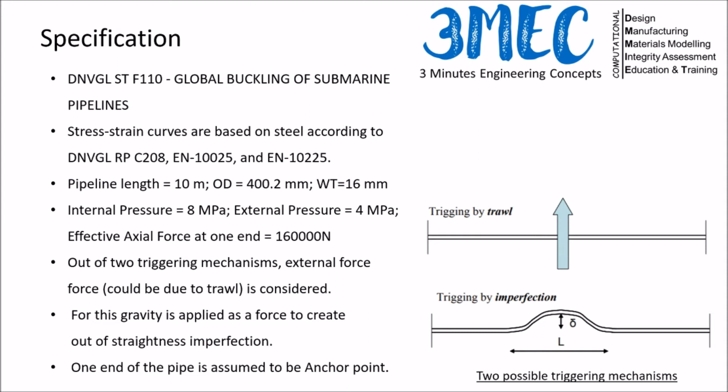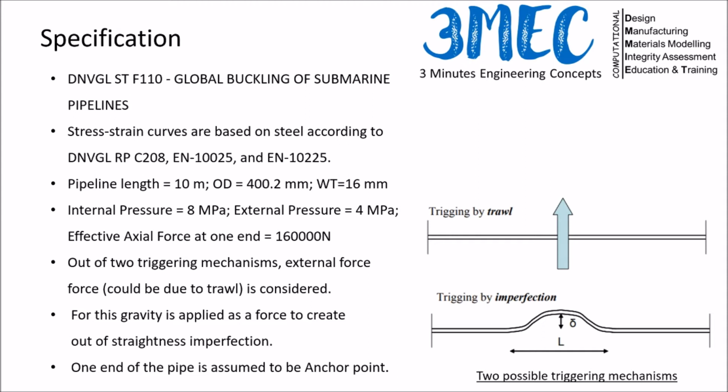My outer diameter of the pipeline is assumed to be 400.2 millimeters, which is coming from the nominal diameter, so that's why you have these decimals there. And the wall thickness I'm assuming to be 16 millimeters. I'm assuming my pipeline to be only a single steel pipeline. This means there is no coating, no concrete coatings, insulations, etc.